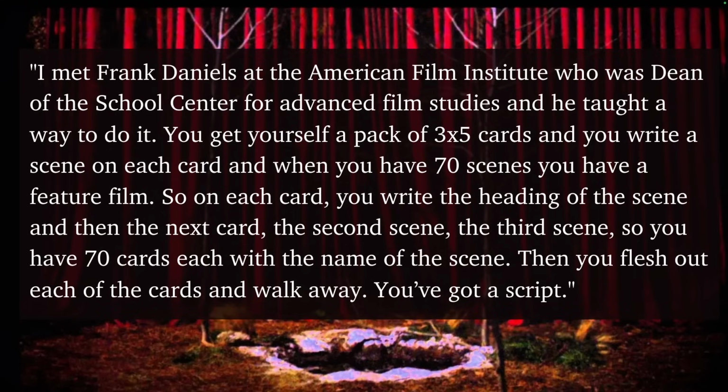I met Frank Daniels at the American Film Institute, who was dean of the School for Advanced Film Studies, and he taught a way to do it. You get yourself a pack of 3x5 cards, and you write a scene on each card, and when you have 70 scenes, you have a feature film. So in each card, you write the heading of the scene, and then the next card, then the second scene, then the third scene. So you have 70 cards, each with the name of the scene. Then you flesh out each of the cards and walk away. You've got a script.